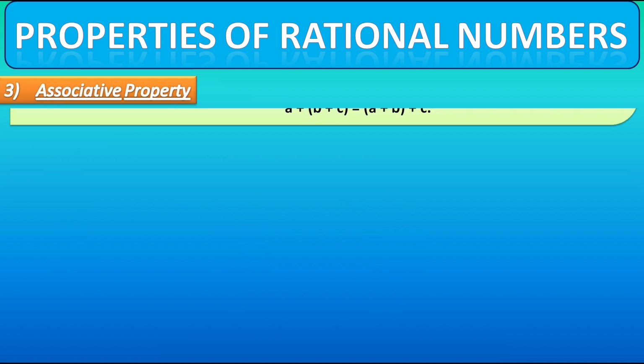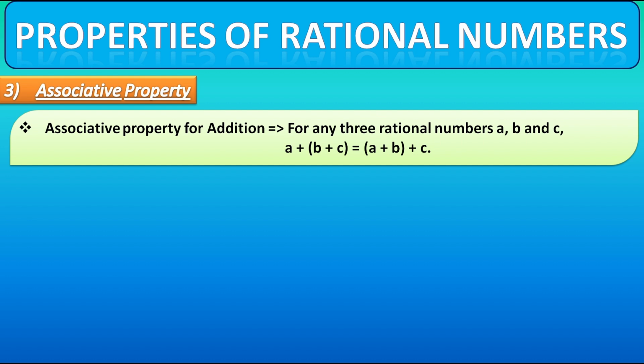For addition we will check. The associative property for addition says that for any three rational numbers a, b and c, a plus (b plus c) is equal to (a plus b) plus c. Okay, let's check it with the help of an example. Here I am taking the value of a as 2 upon 3, b as minus 4 upon 5 and c as 6 upon 7.